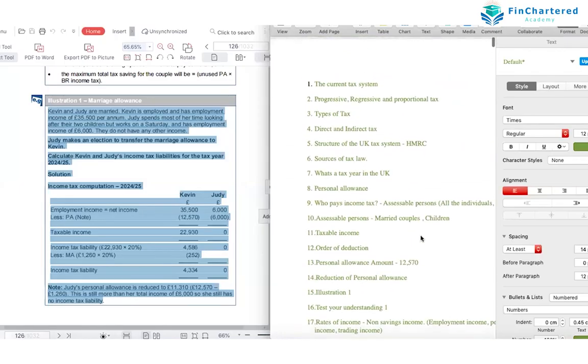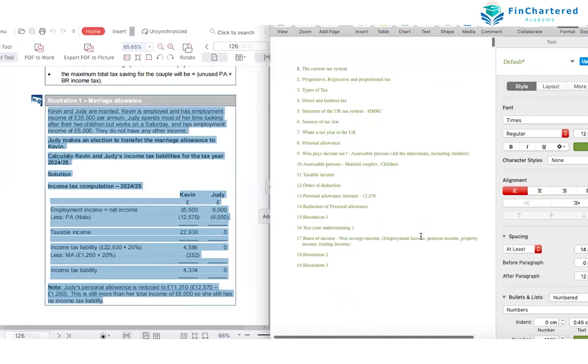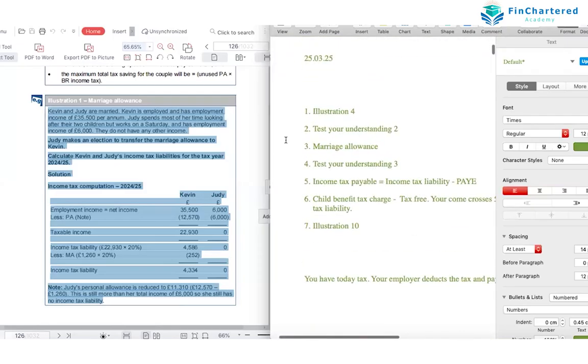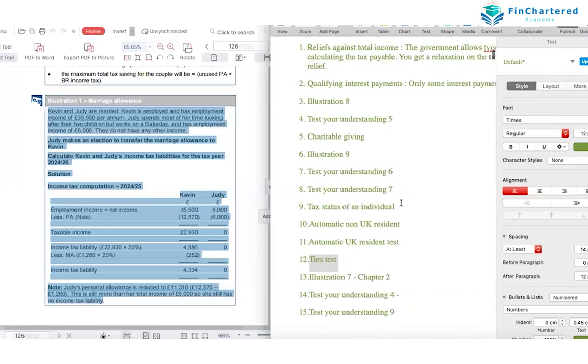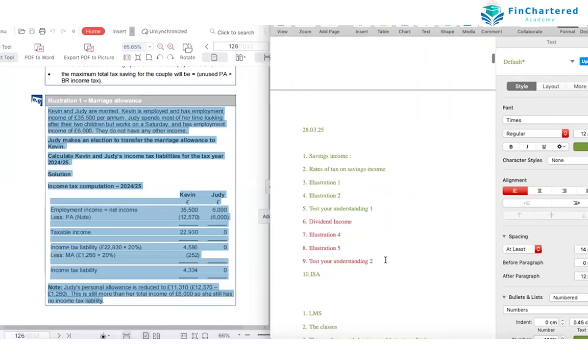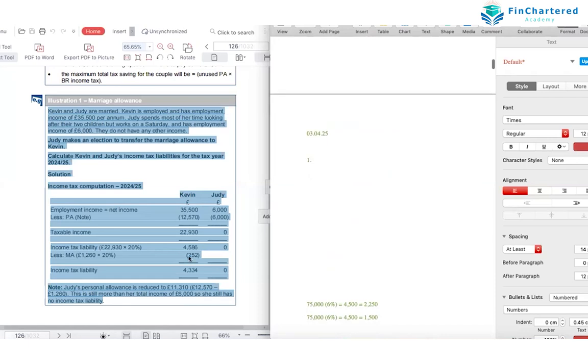There's no difference. First class, whatever we've seen, it is as it is. Second class, whatever we've seen, there's no difference. Third class, whatever we've seen, there is no difference. Fourth class, these topics, dividend income alone, there is a small change, which we will look at. If you remember Chirag, Kevin and Judy's example, do you remember us doing this for marriage allowance in the previous material? Same example, literally same example.